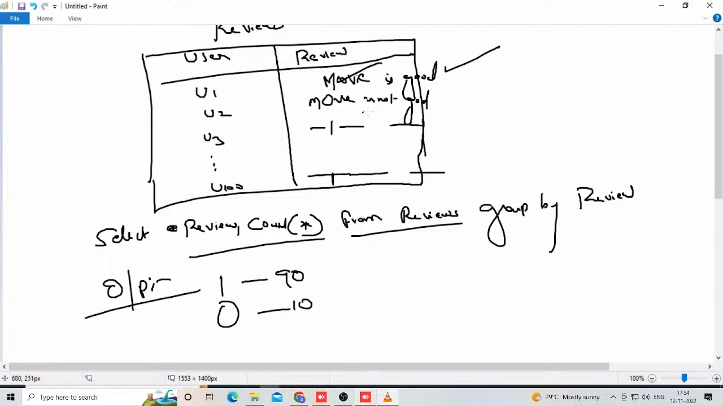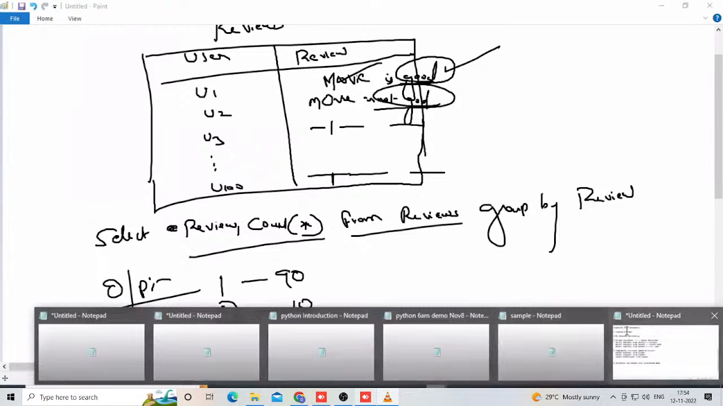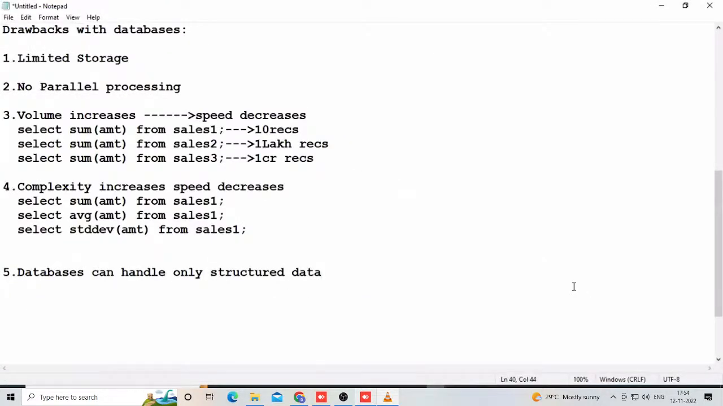It's not possible. Even if you use the keyword count, it gives a wrong computation, because even "not good" has "good" within it, so it goes wrong. So this kind of data can't be handled. Databases can handle only structured data; unstructured or semi-structured data can't be handled. So these are the drawbacks with databases.